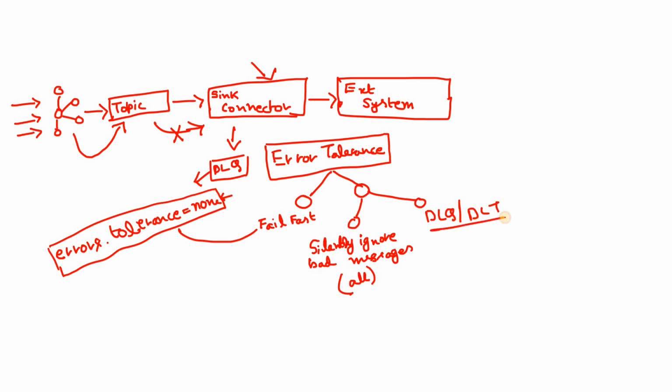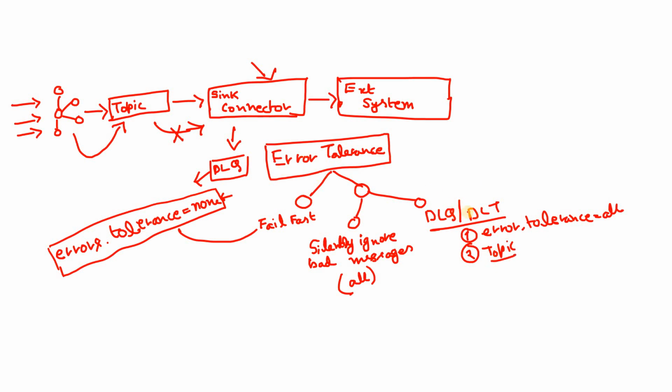But in case of DLQ, what should happen? Two things. One is our connector should not fail for whatever number of bad messages come. So obviously we need to configure error.tolerance equal to all. That is, no limit for how much wrong data is coming, let it come. But along with that, we need to configure another property, that is, the topic name in which the bad data will be written.